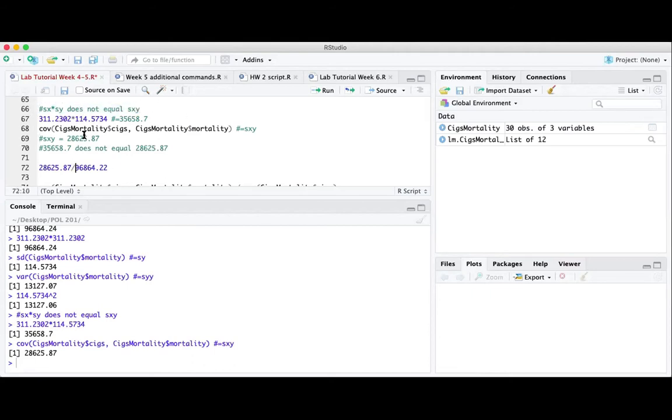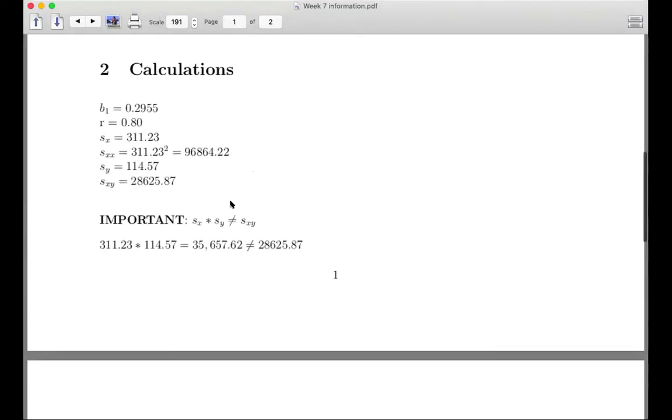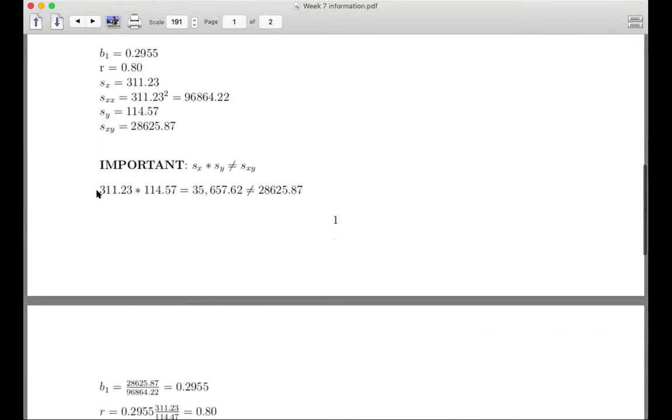Okay, so now we have this, and let me share this document. This is the PDF document that I will post on Canvas after class ends today. It has all of the calculations that we are doing today. So here again, I showed you how Sx times Sy does not equal Sxy.